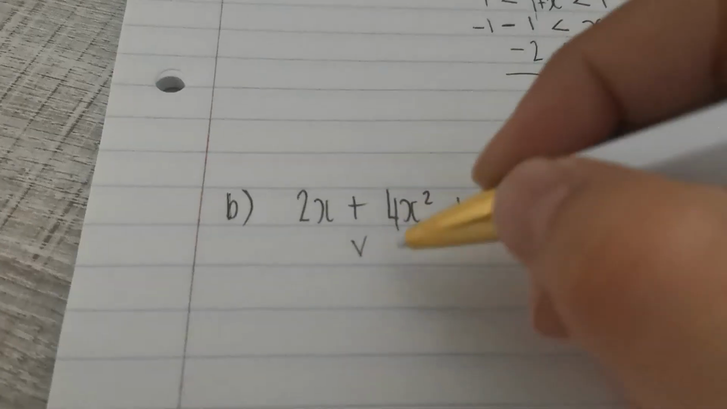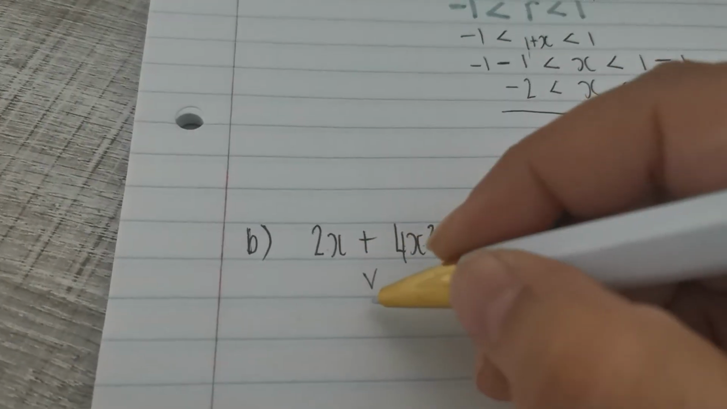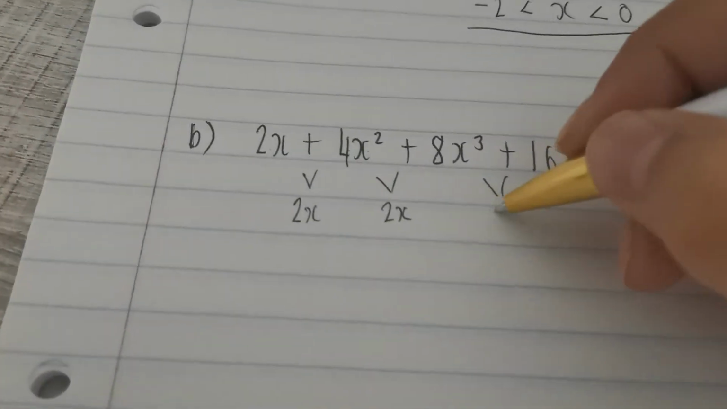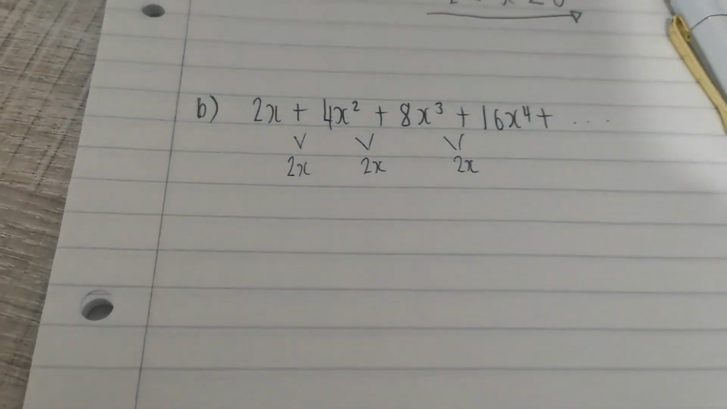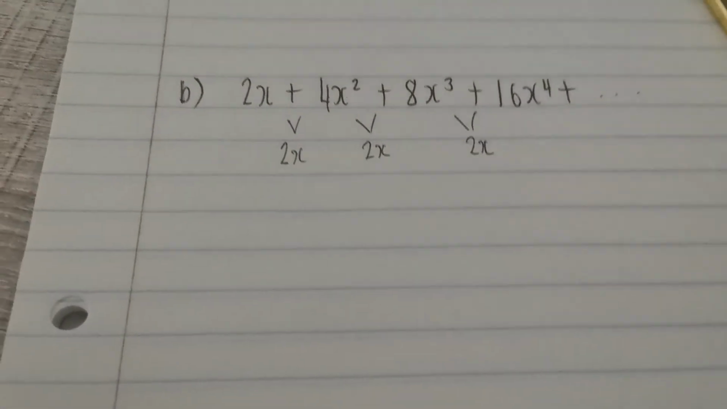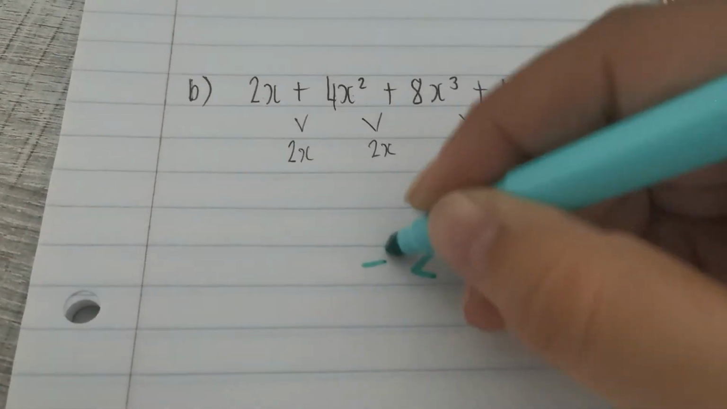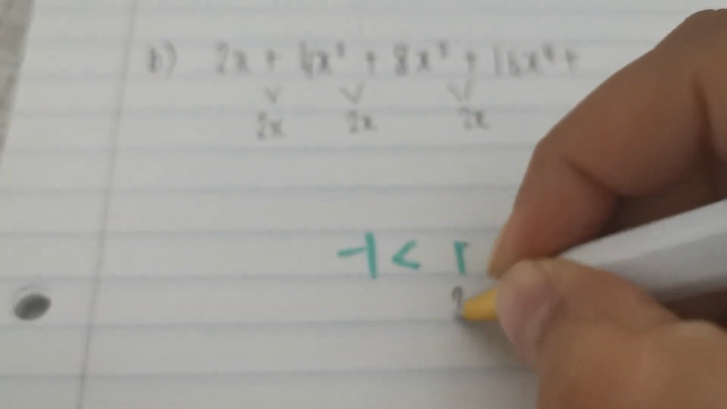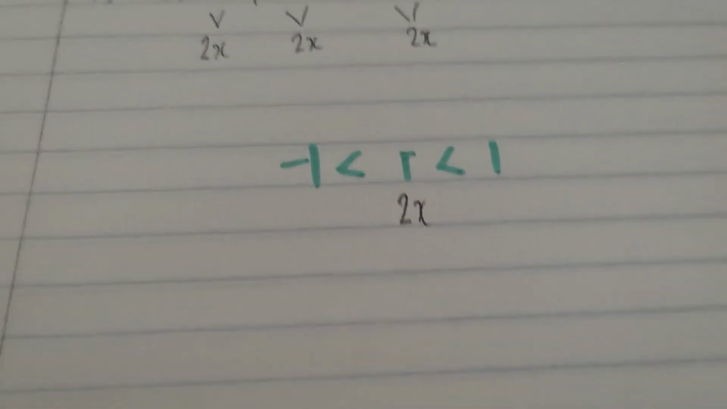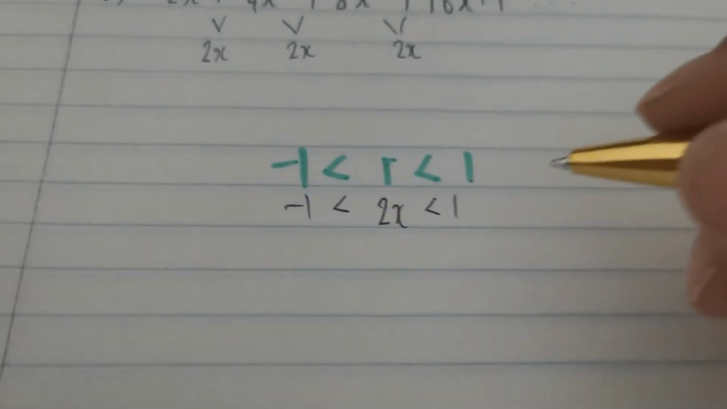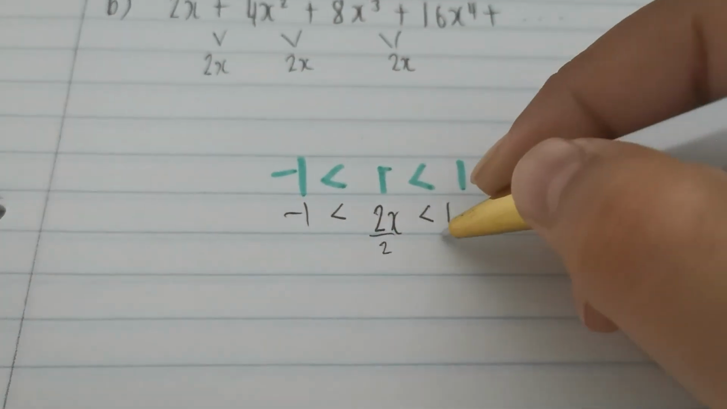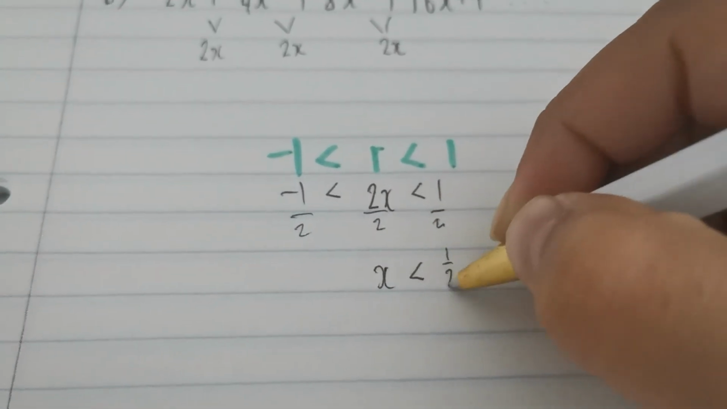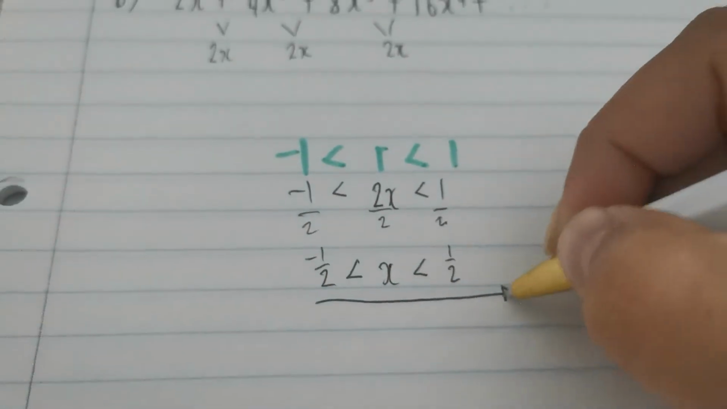Okay, this here we're finding the ratio. So you're taking term 2 divided by term 1, giving me 2x, 2x, 2x. Okay, we know the condition. It has to be between negative 1 and 1. Therefore, 2x must be between negative 1 and 1. I need to get rid of this 2, so I'm dividing by 2, and what I do there, I have to do here and here, giving me x is between negative half and half.